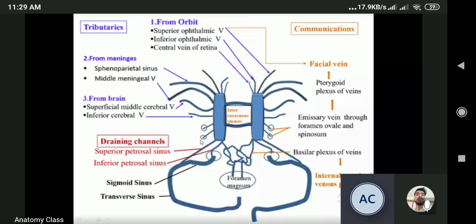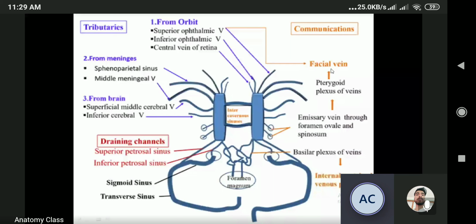Okay, then talking about the communication, the cavernous sinus communicates with the pterygoid venous plexus through the emissary veins passing through foramen ovale and foramen spinosum. The facial vein communicates with the cavernous sinus through the superior ophthalmic vein, and also through the pterygoid venous plexus.